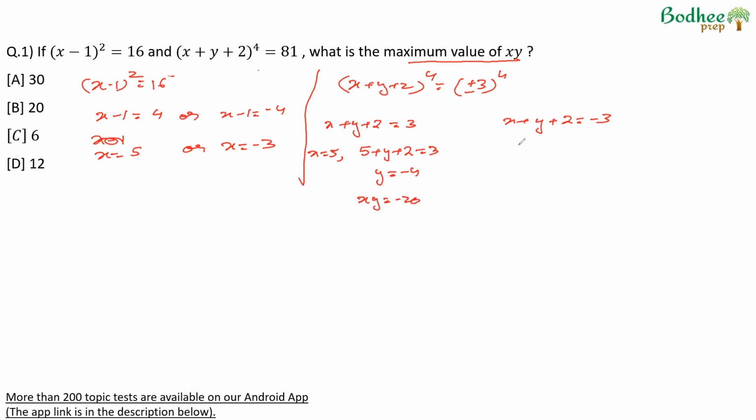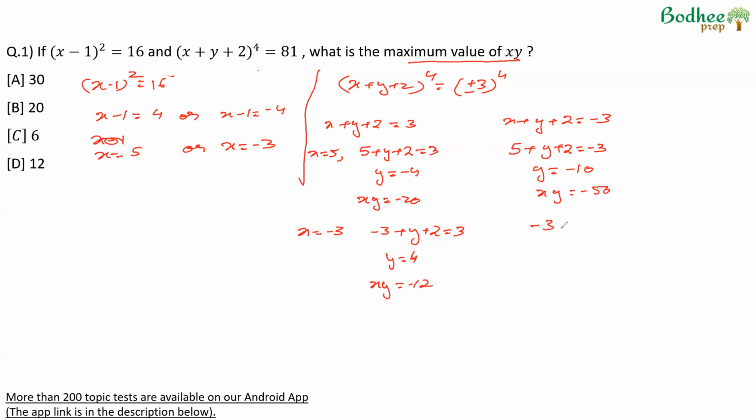If we put x as 5 here, 5 plus y plus 2 is equal to minus 3, which will give y as minus 10. So here x into y will be minus 50. The value has decreased further. If we put x as minus 3, in the first case we get minus 3 plus y plus 2 is equal to 3. Y comes out to 4. So xy is equal to minus 12. The value increases.